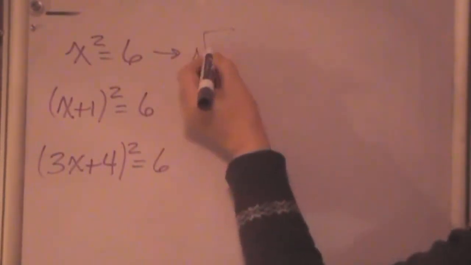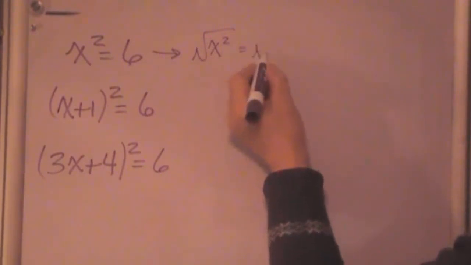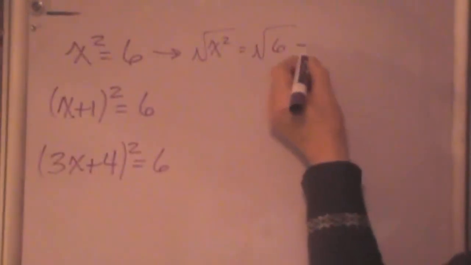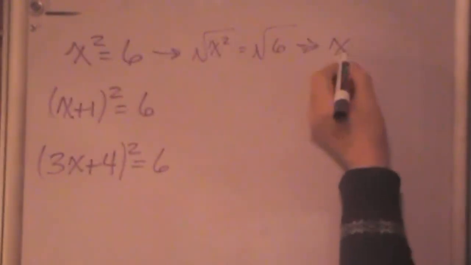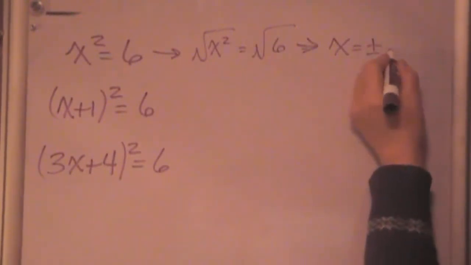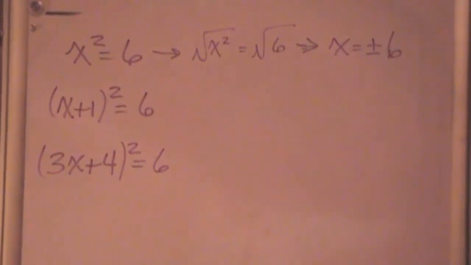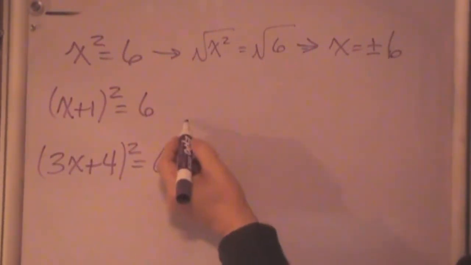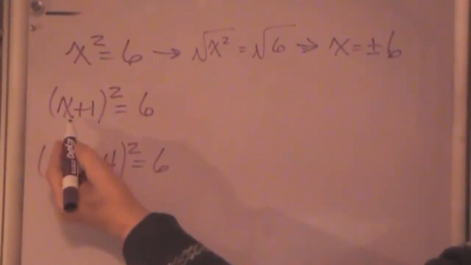So the square root of x squared is equal to the square root of 6, giving us x equals plus or minus the square root of 6. Now the plus or minus happens to be important here because we're dealing with an equation and we're solving it. And it is a quadratic, so we'll have two roots.